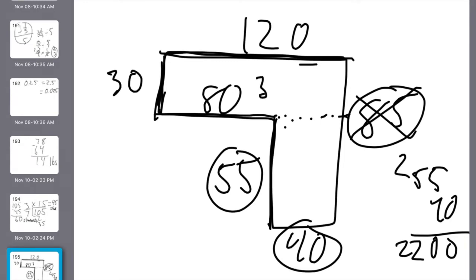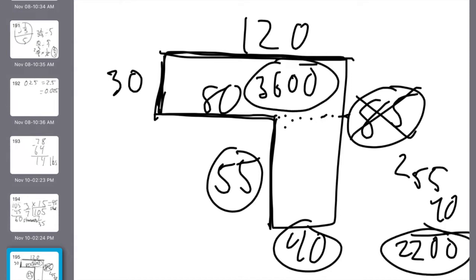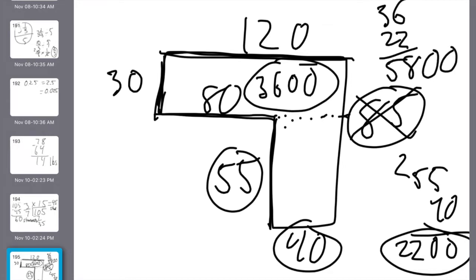So 3 times 12 is 36. Add 1 zero, add 2 zeros. Now I've got to take 3,600 plus 2,200. So 36 plus 22 is 58. Add my 2 zeros. Number 7 is 5,800 millimeters squared. That's number 7.